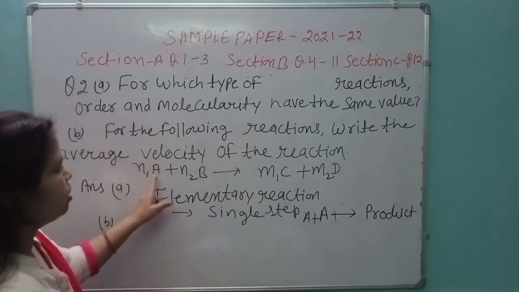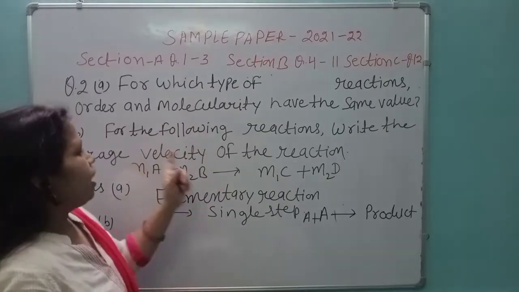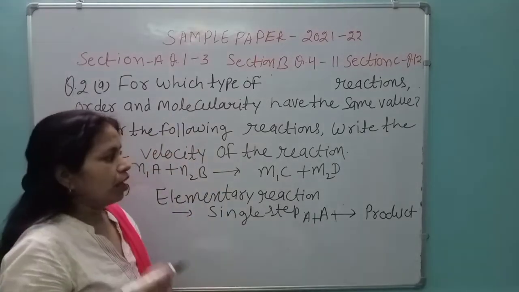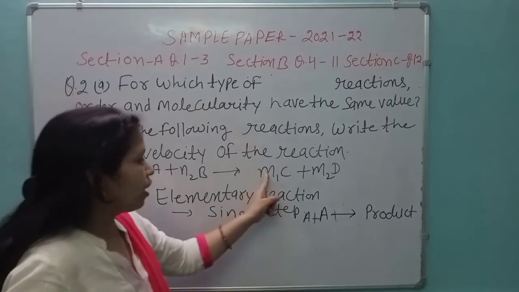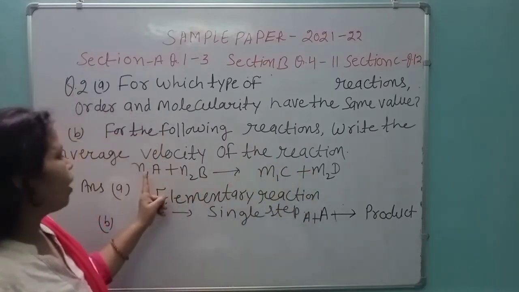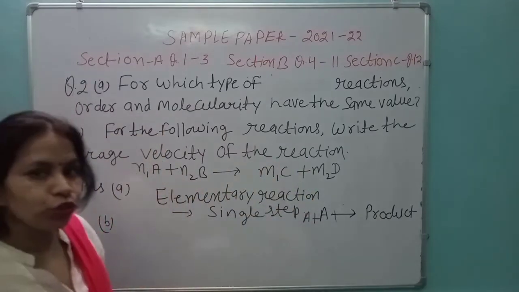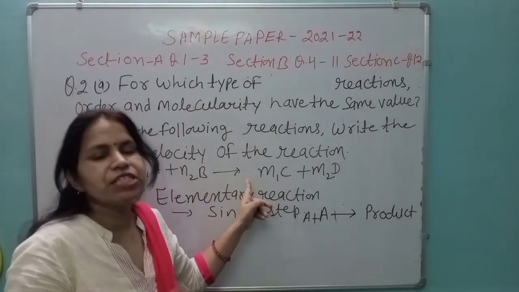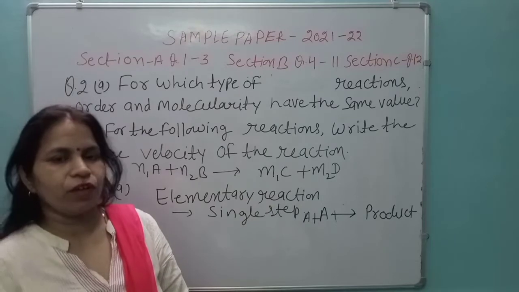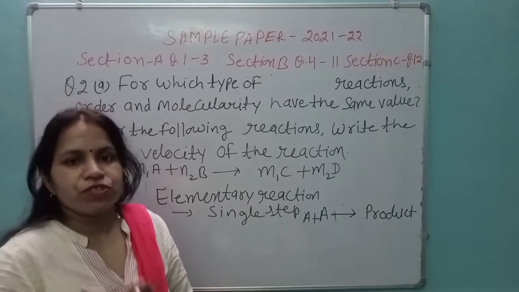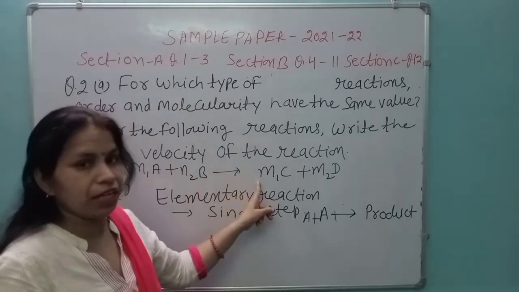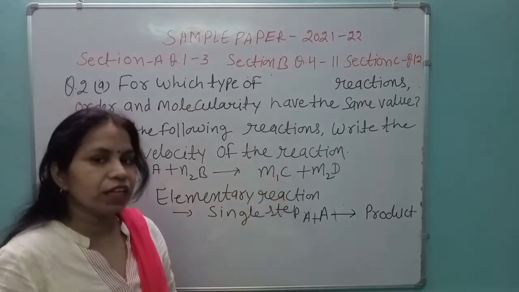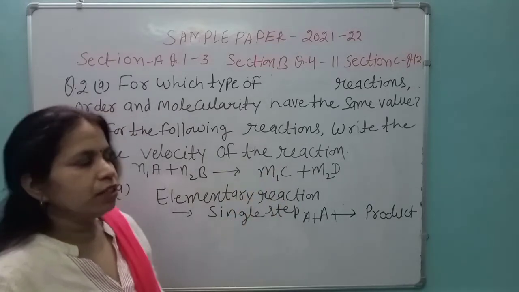Very simple question. How to write the average velocity? The average velocity uses m1, m2, n2, n1. What are these? Stoichiometric coefficients. These are required for a balanced chemical equation. The chemical equation should always be balanced, because it depends on the law of conservation of mass.